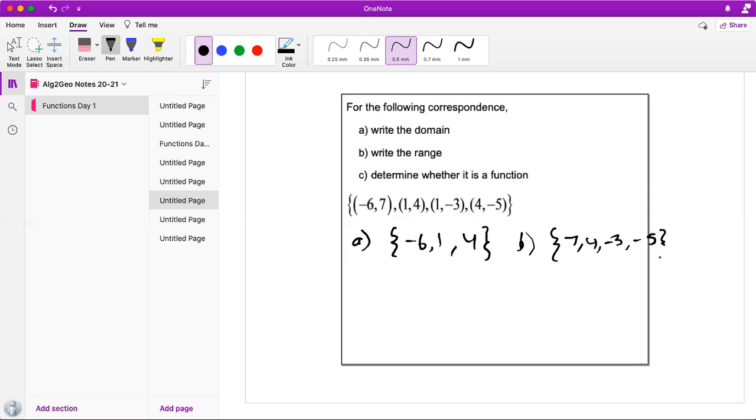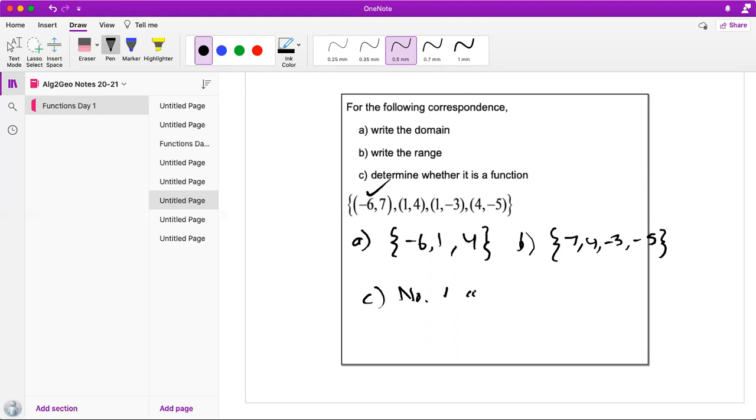And the question then, part C, is this a function? And the answer is no. And the reason is we have this domain value -6 and it goes to 7. And that's fine. And there's no other -6s in here that are going to other numbers. So this one checks out. The problem comes with the 1s. Here we have a 1 in the domain and it matches up with 4. And for this third pair, we have a 1 in the domain, but this one matches up to -3. So the answer is no.